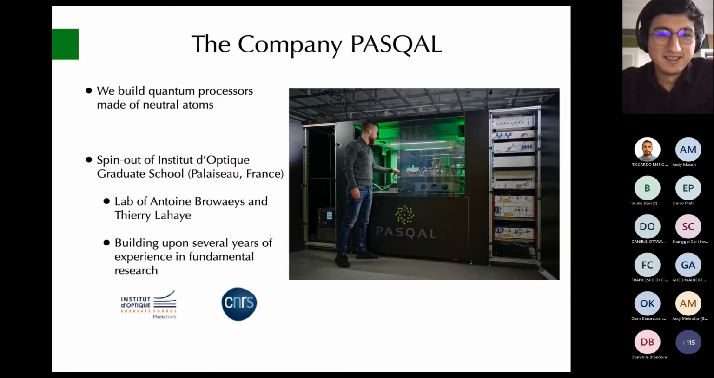So these experiments began at the Institut d'Optique at Palaiseau, France, and it was originally an experimental laboratory by Antoine Browaeys and Thierry Lahaye, which was dedicated to controlling atomic matter, with the expectation to eventually move into information processing. Eventually, there was a spin-out, which is Pasqal, and who is now trying to build the processors. As you see here, this is one of the actual prototypes now, which are based on neutral atoms.